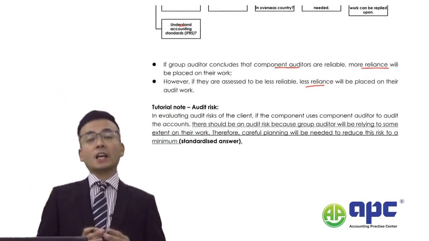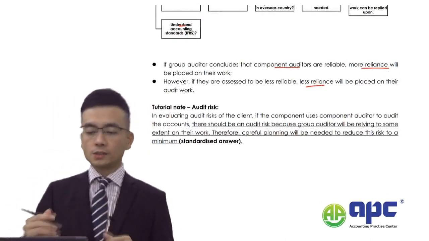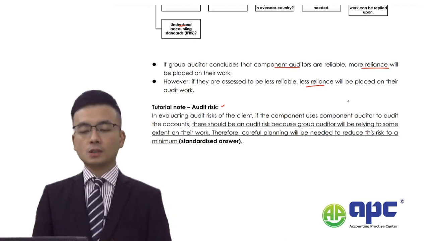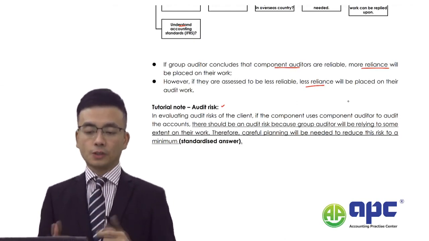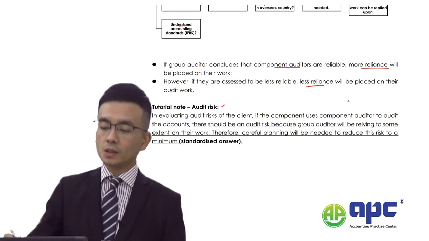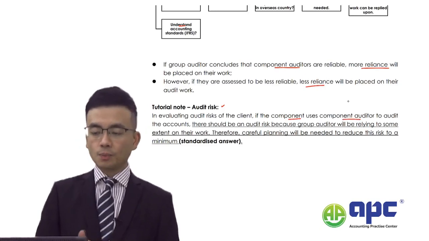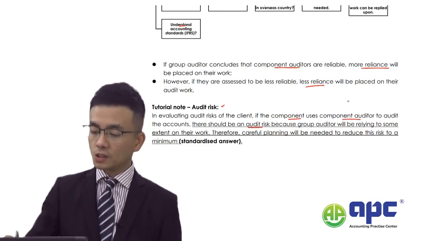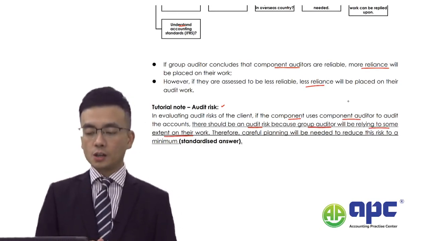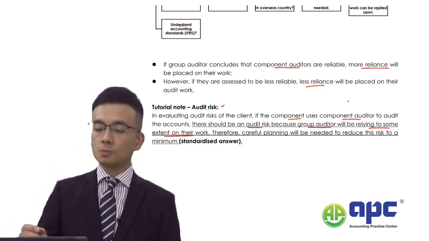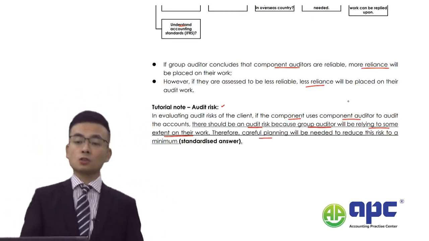With regards to the exam question, usually with regards to group audit, in assessing the audit risk, the standardized answer can be used here. For example, in evaluating the audit risk, if the component uses component auditors to audit the account, there should be audit risk because the group auditor will be relying to some extent on their work. Therefore, the response will be that careful planning will be needed to reduce that risk to a minimum.